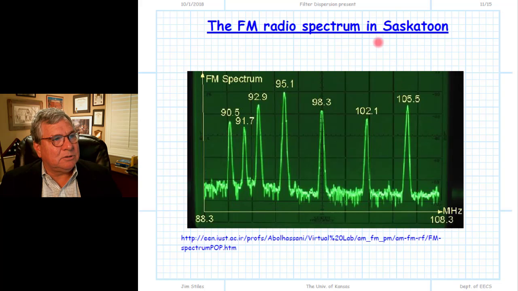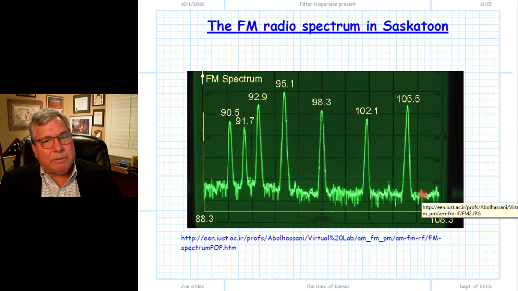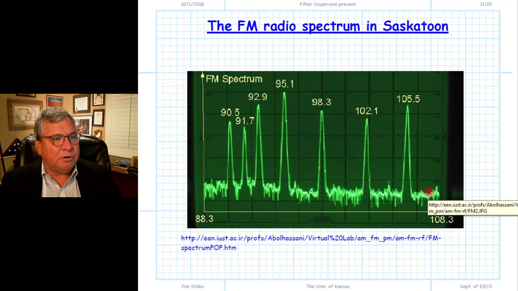This happened to be taken in Saskatoon, Saskatchewan, and I assume the Canadian version of the FCC probably follows the same guidelines as the US spectrum, so we don't interfere with each other since we share a common border. But this is the kind of signal, again, that would be passing into the front end of the receiver of your FM radio.